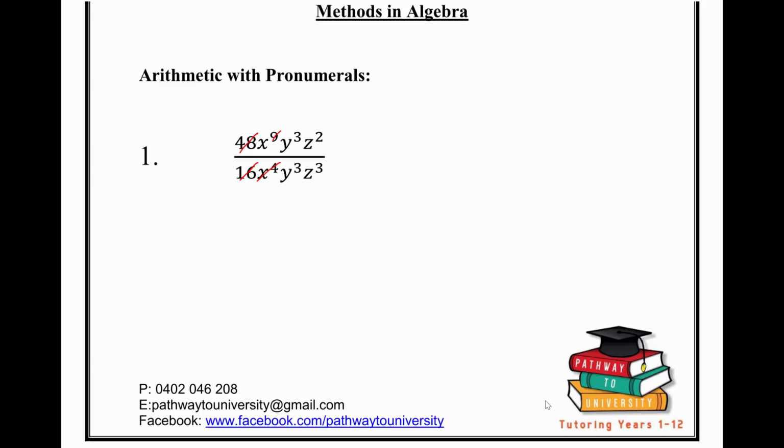Y to the power of 3 is common on both the numerator and the denominator, which means we can just cancel out both as well. Next, we have z to the power of 2 being divided by z to the power of 3. Z to the power of 2 is completely cancelled out, while z to the power of 3 has its power minus 2. We result with the equation 3x to the power of 5 divided by z.